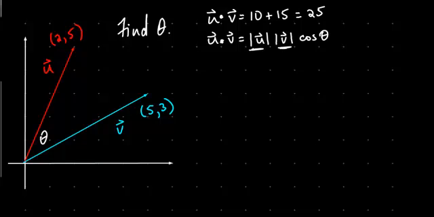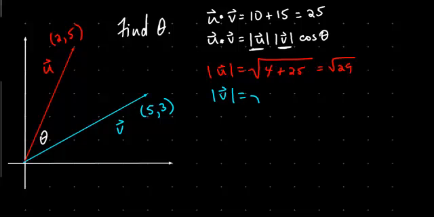So what we need to do now is find the magnitude of u and the magnitude of v. The magnitude of u is going to equal the square root of 4 plus 25, which equals the square root of 29, and the magnitude of v equals the square root of 25 plus 9, so that equals the square root of 34.